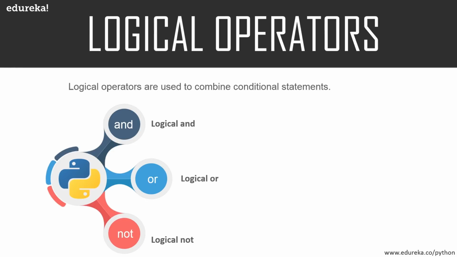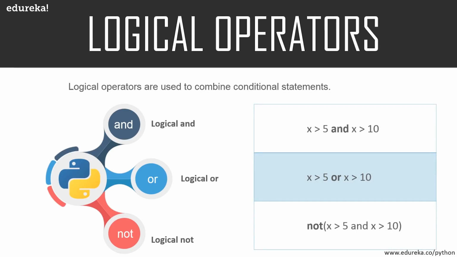So I have told you logical operators are used to combine conditional statements. So what exactly are the logical operators? We have a logical AND, we have logical OR, and we have a logical NOT as well. By looking at the example, let's say we have two conditions over here. We have x is greater than 5 and then we have x is greater than 10. So let's try to understand these logical operators in Jupyter Notebook.